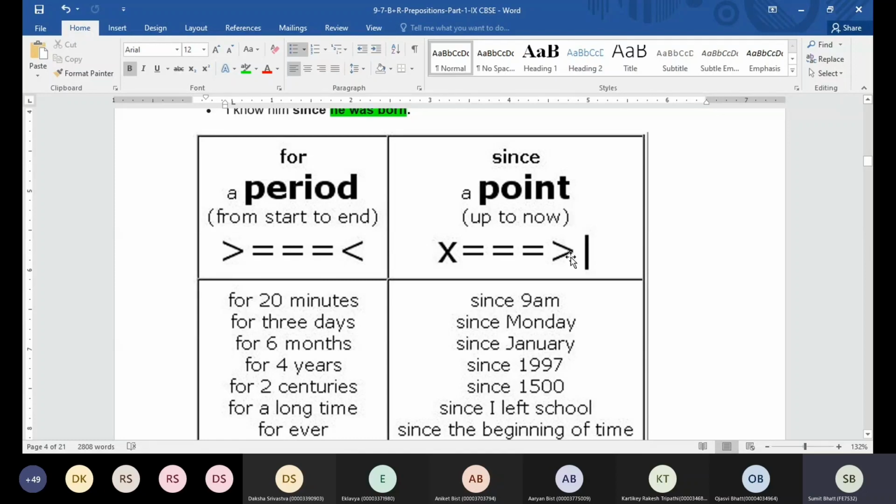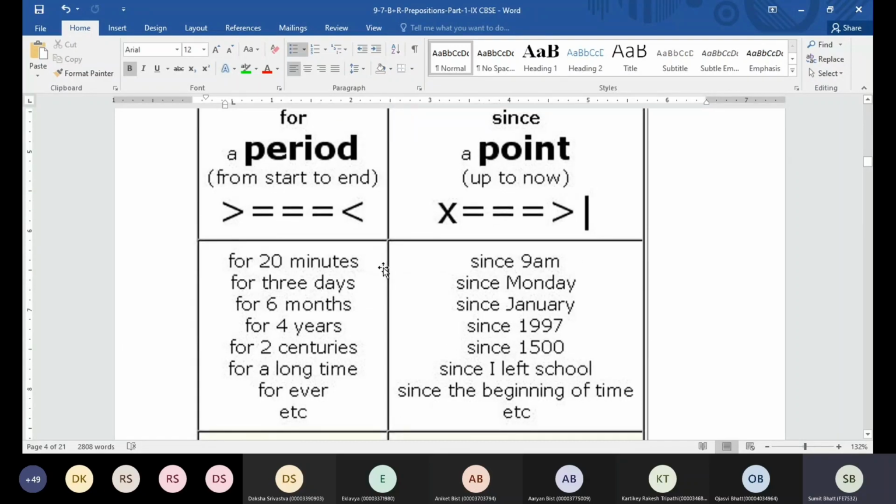On the other hand, since is for a point of time at which something started and is continuously happening till now. Like for 20 minutes, we cannot determine which 20 minutes we are referring to, of today's, yesterday's, or the first century. For 3 days, again the same case, we don't know exactly which days. For 6 months, we don't know which month or which year. For 4 years, we don't know which 4 years, which century. For 2 centuries, for a long time, forever. In all these cases, we are referring to a duration of time, so we use the word for.